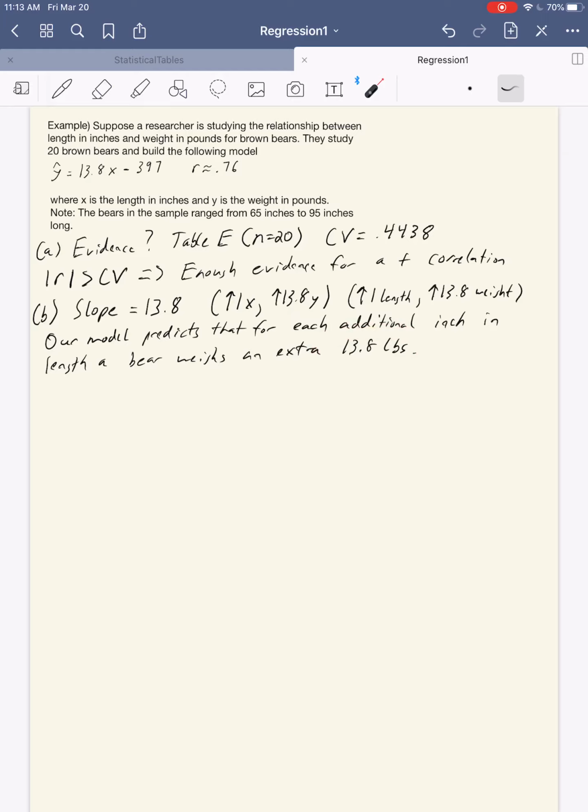So basically that's telling us the relationship, the size of the relationship. Each inch doesn't contribute an additional pound. It doesn't contribute 100 pounds. It contributes about 13.8 pounds.